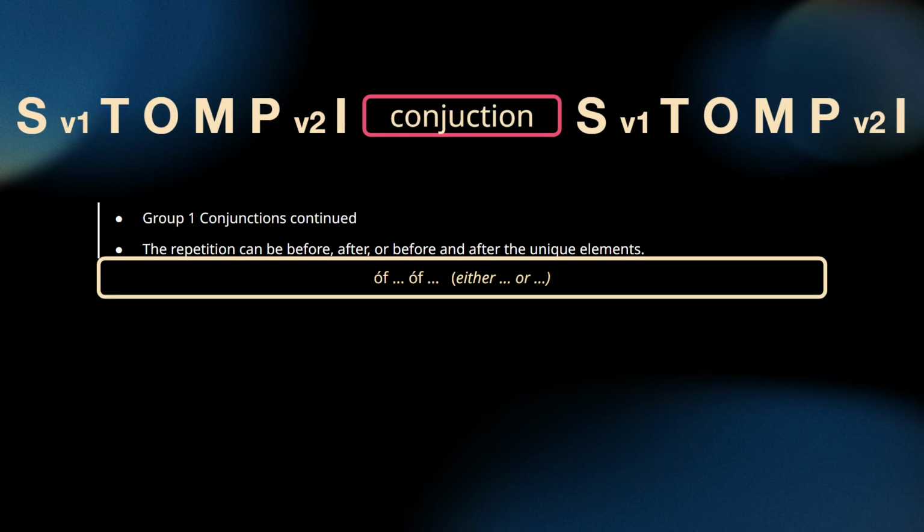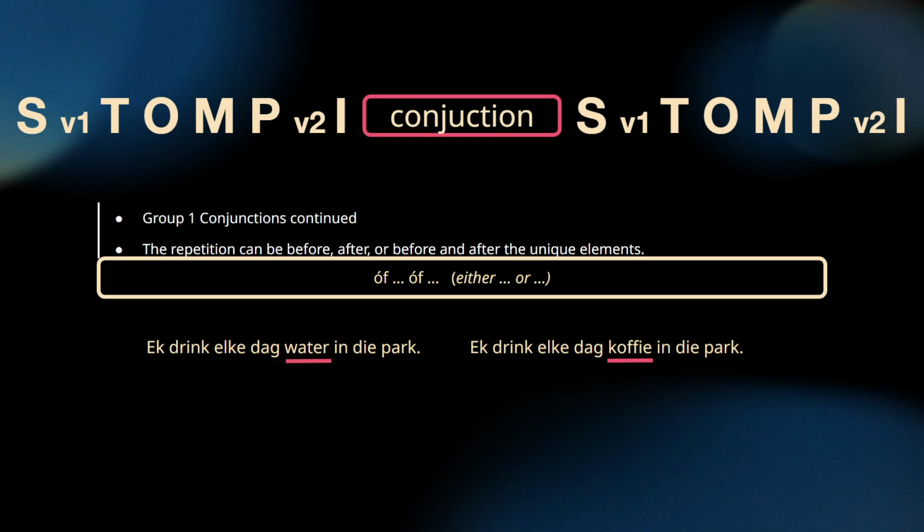Now, these repeated elements we can find at both the front or the back simultaneously, and in my final answer or final statement, they're going to be at the front or the back depending on where they were repeated. So in my two separate sentences, "Ek drink elke dag water in die park" and "ek drink elke dag koffie in die park", I can see water and coffee are my unique elements. "Ek drink elke dag" is a repeated element at the front of the sentence, so it's going to be only at the front of my final sentence. "In die park" is a repeated element at the back of my two sentences, so in my answer, it will only appear in the back.